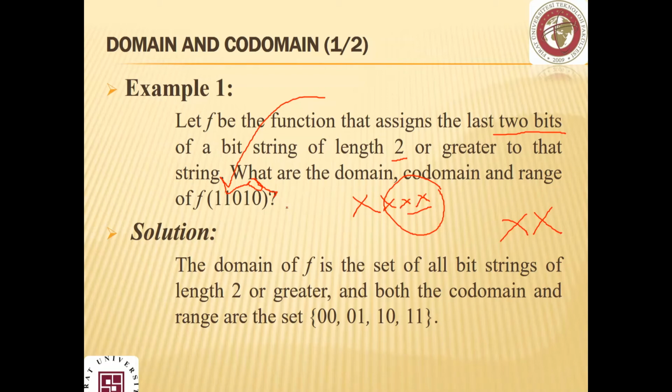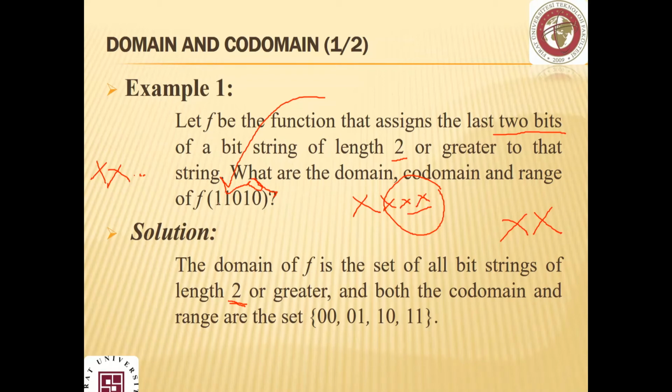So in this case, all bit strings of length 2 or greater. You don't have to list any. That's enough. If you want to provide any definition, you can just put xx dot dot dot. That's enough. It could be 00, 01, whatever. Continuous. All right.